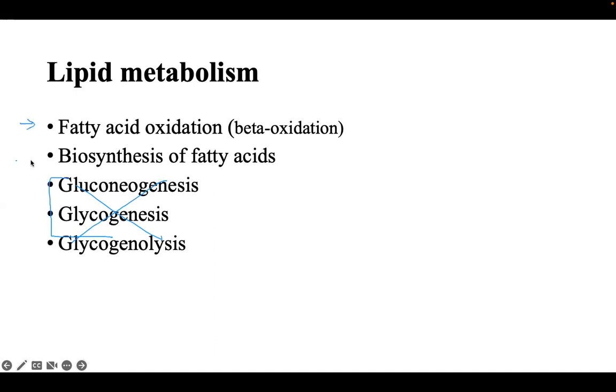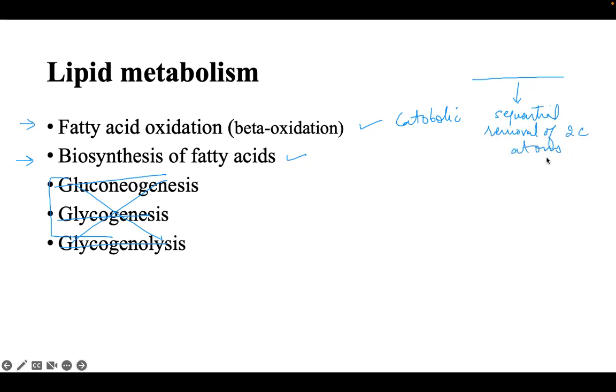The two important pathways of lipid metabolism are fatty acid oxidation and biosynthesis of fatty acids. Fatty acid oxidation is a catabolic process where larger, longer fatty acids are broken down into smaller molecules. How are these longer fatty acid molecules broken down? They are broken down by the sequential removal of two carbon atoms, and these two carbon atoms are released in the form of acetyl-CoA.